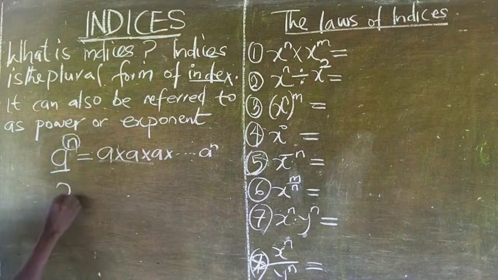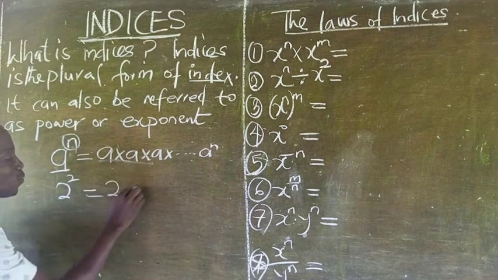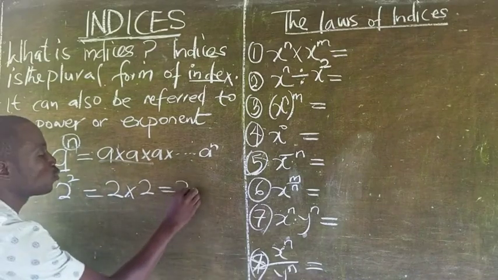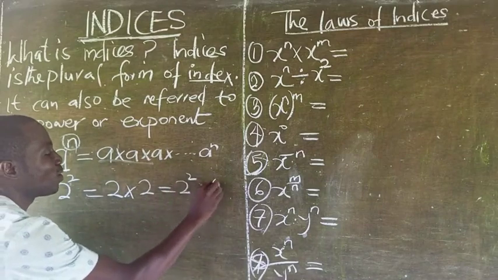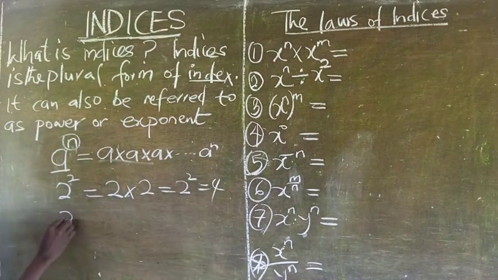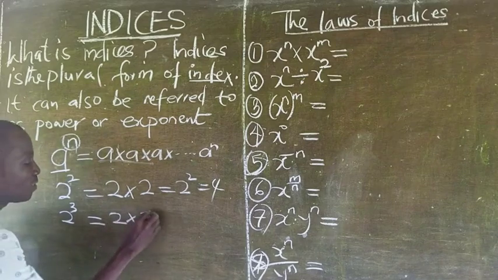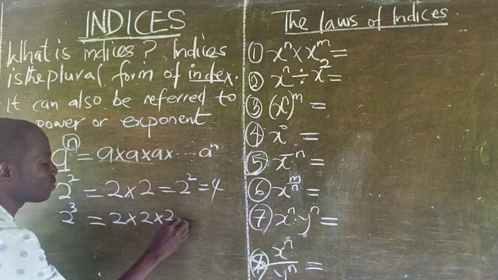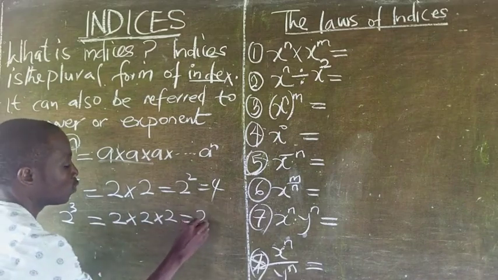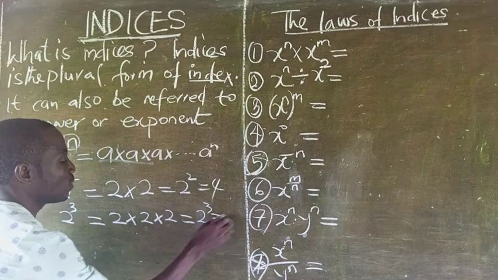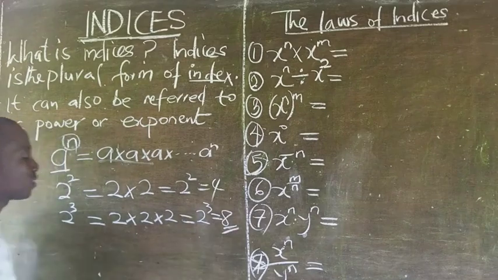As further example, we have 2 raised to power 2. It's simply telling us to multiply 2 two times, which gives us 4. And when we have 2 raised to power 3, it becomes 2 multiplied 3 times. 2 times 2 is 4, times 2 is 8. And it gives us 8.